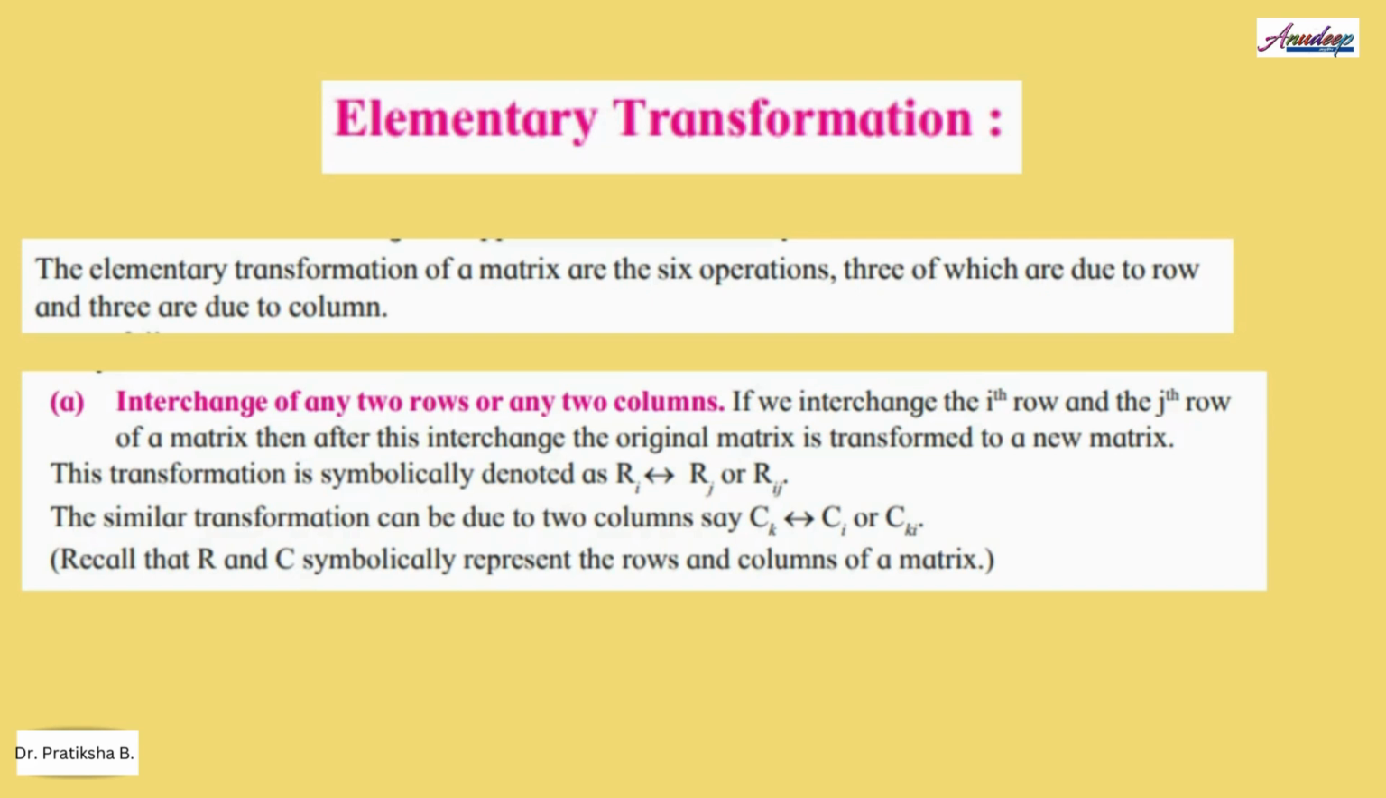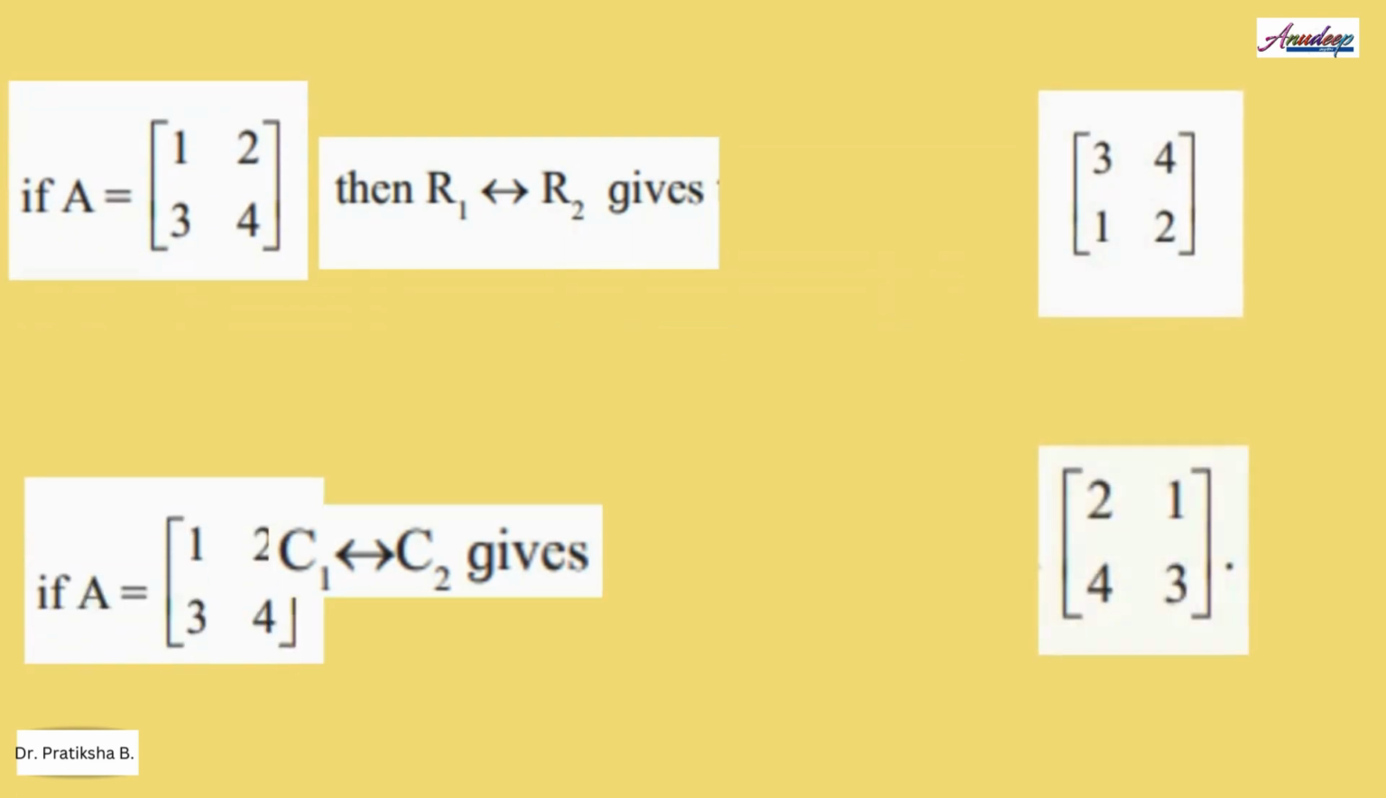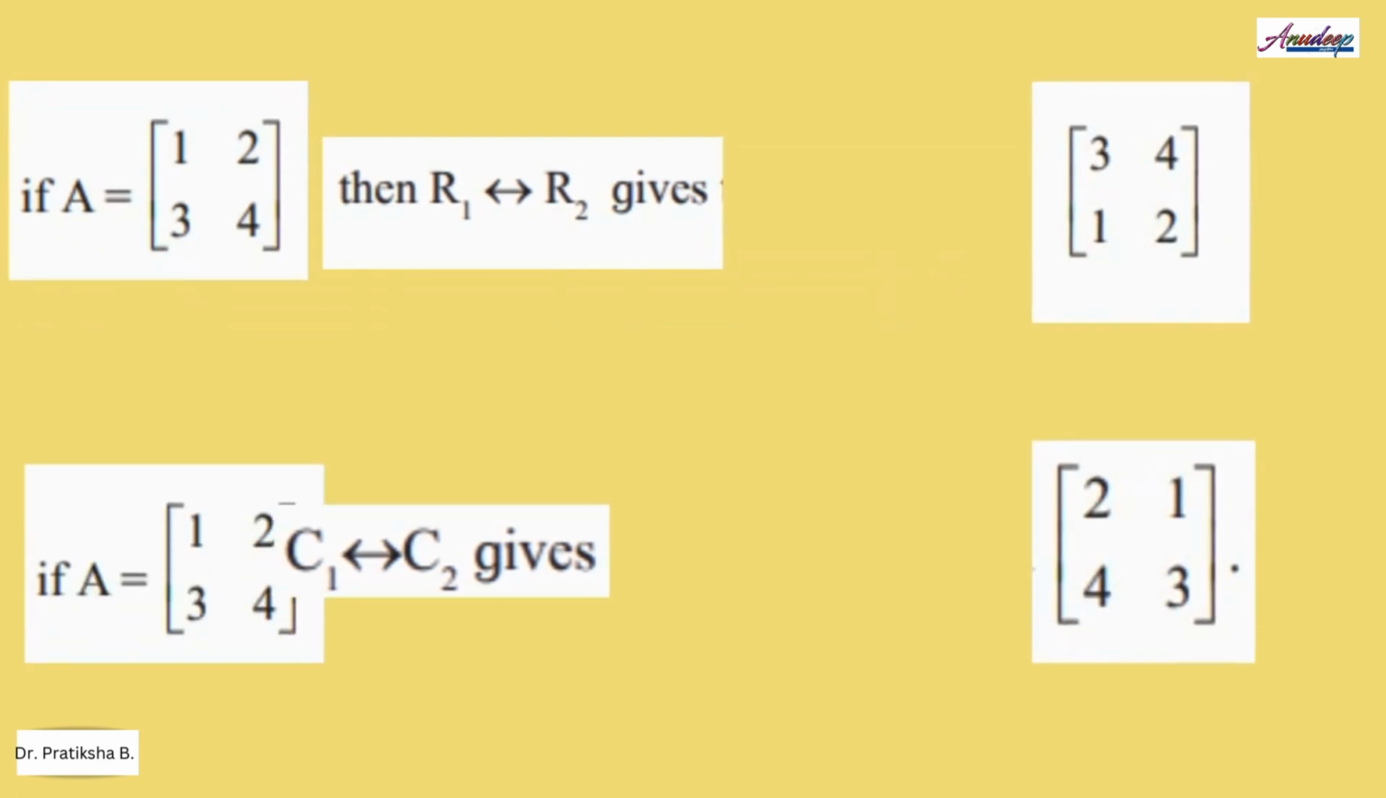Similarly, you can have the transformation by swapping two columns. Column Ci, that is the ith column, is interchanged with the jth column. So that can be achieved. This is called the elementary row or column transformation, just by swapping the two rows or columns. Let us understand by using an example now.